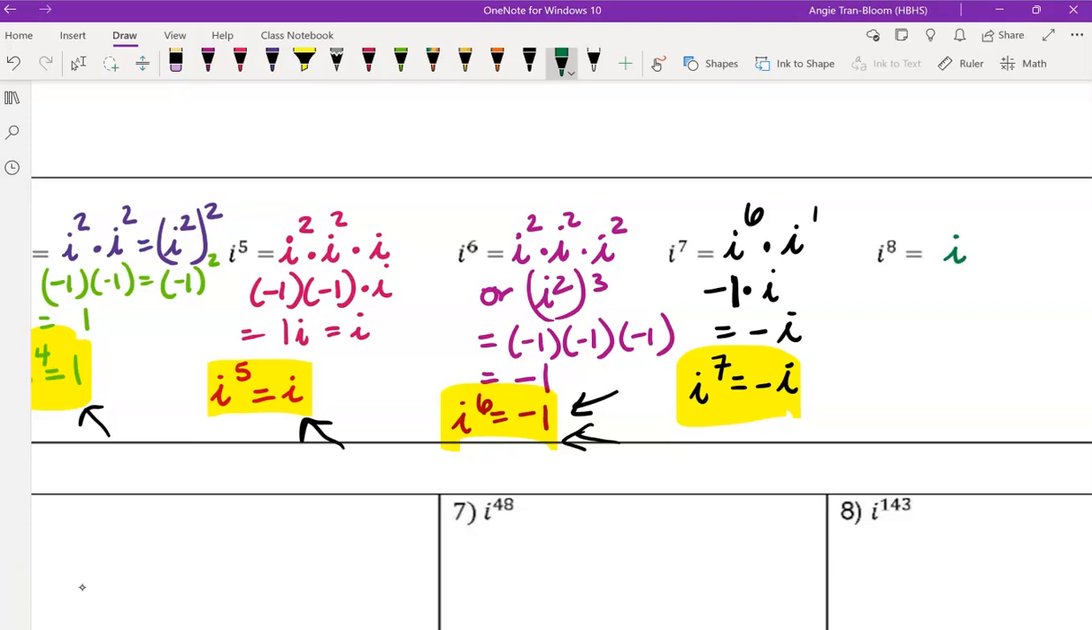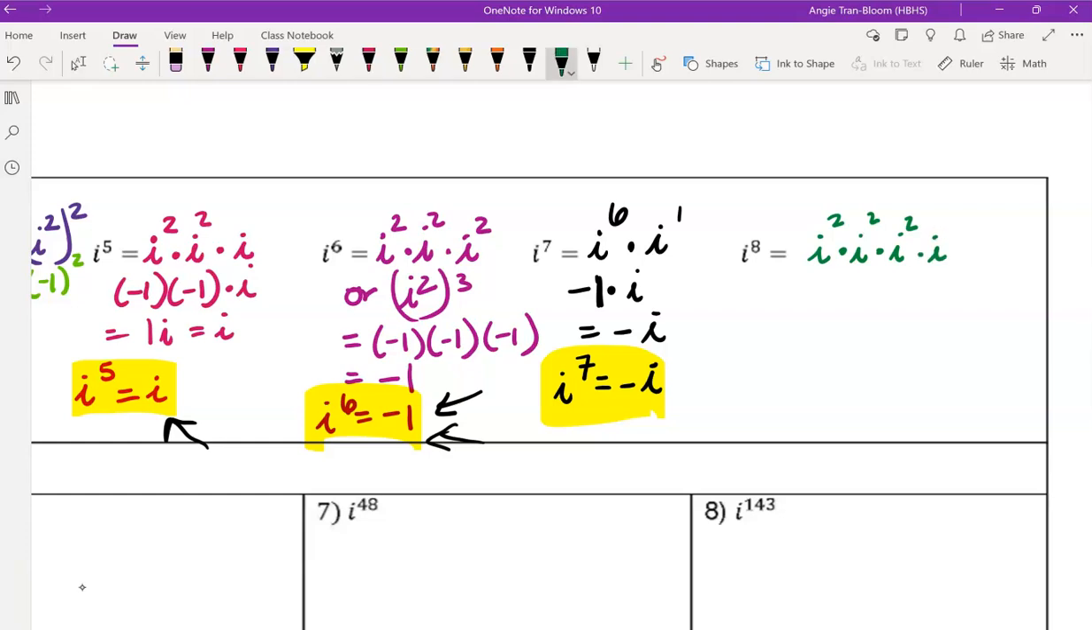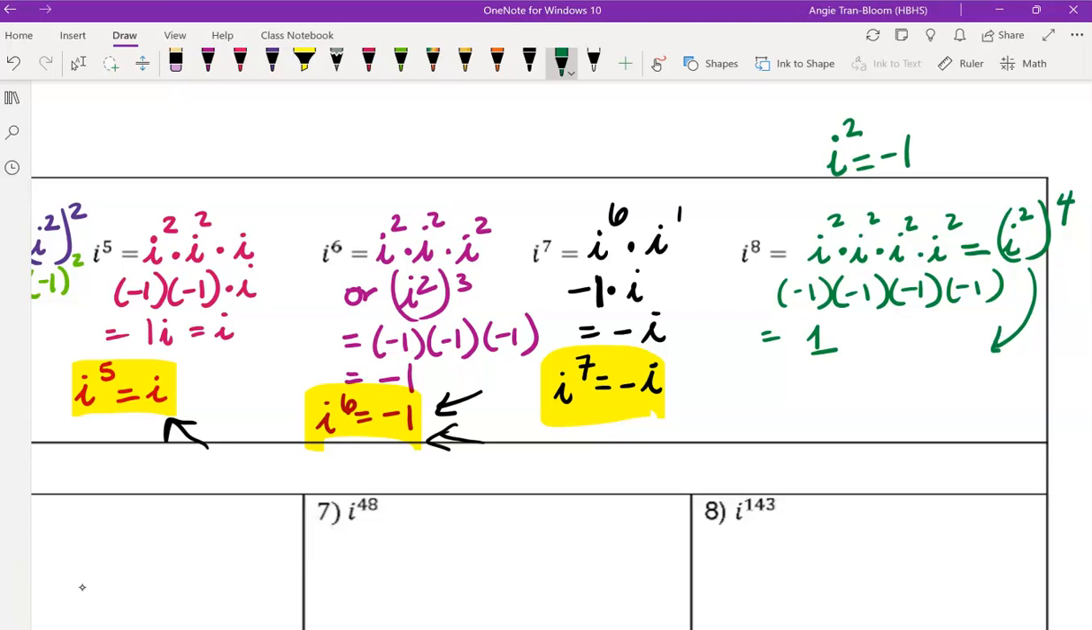Okay, so i to the 8th, guys, we can think of it as i squared, like 4 times. And each i squared is always -1. So we can go -1 times -1 times -1 times -1, which is a +1. Or if you don't like writing it 4 times, you can write i squared to the power of 4, which is going to be the same thing as -1 to the power of 4. Any negative number to the power of 4 is always going to be positive. So i to the 8th, students, is going to be a +1.